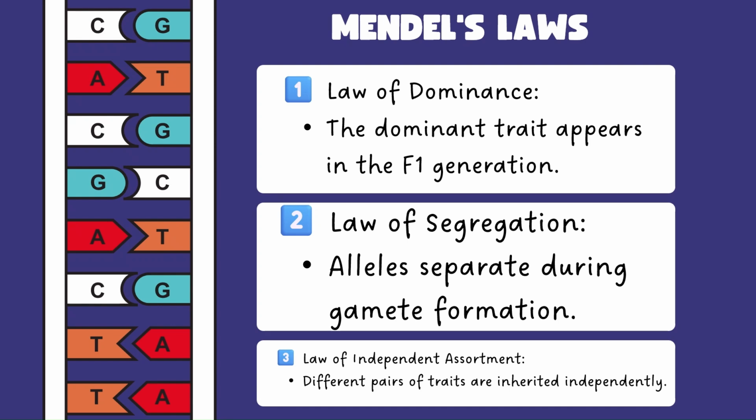Mendel's laws. First, law of dominance. The dominant trait appears in the F1 generation. Second, law of segregation. Alleles separate during gamete formation. Third, law of independent assortment. Different pairs of traits are inherited independently.